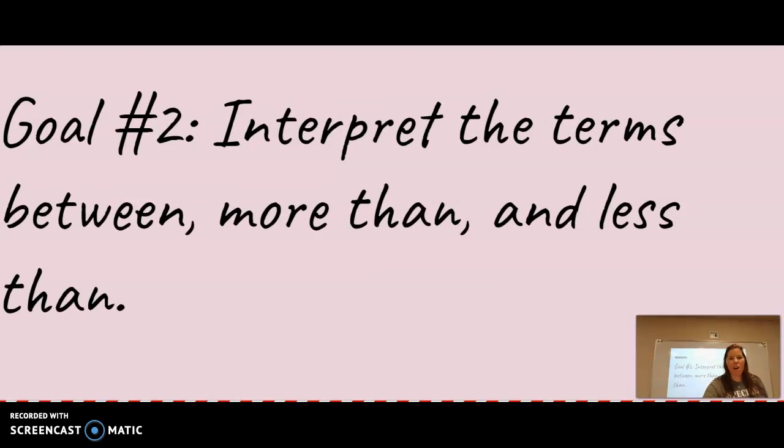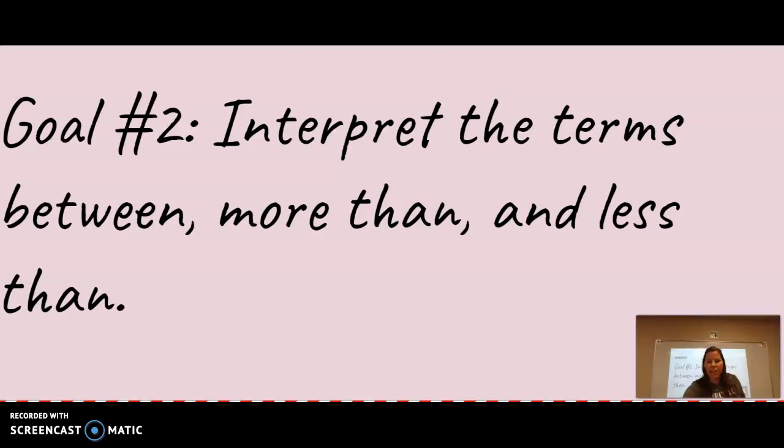All right, our second goal is to interpret the terms between, more than, and less than. Now, interpret. Say that word out loud. 1, 2, 3. Interpret. That means to figure out. That means our job is to be able to figure out how the words between, more than, and less than help us with our secret number.